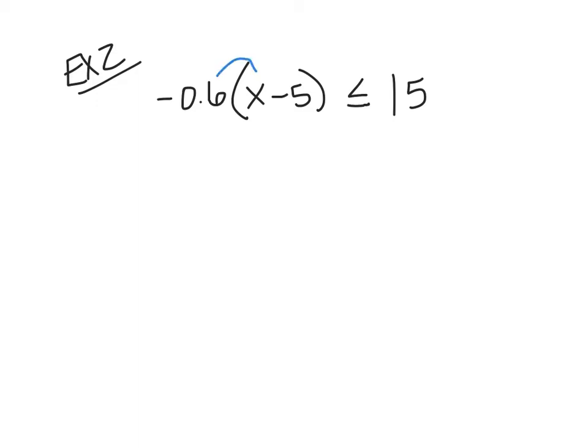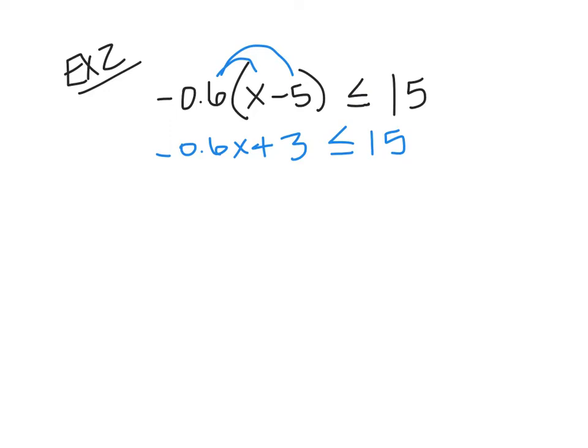Example 2, solve. We have negative 0.6 times x minus 5, which is less than or equal to 15. Now in this one, you have to do the distributive property first. You have to simplify first. So you're going to have negative 0.6x, because you just put them next to each other, saying that they're being multiplied. And then you have a negative times a negative, which makes a positive. And 0.6 times 5 is actually 3. Then you just rewrite to finish the sentence.